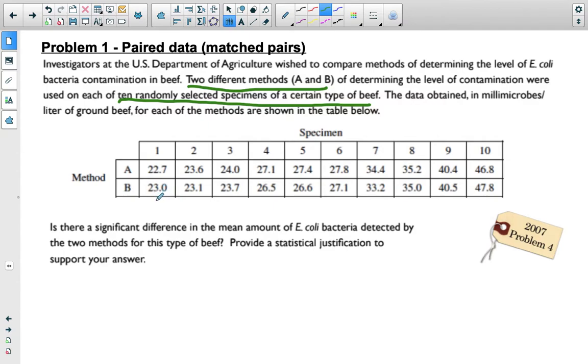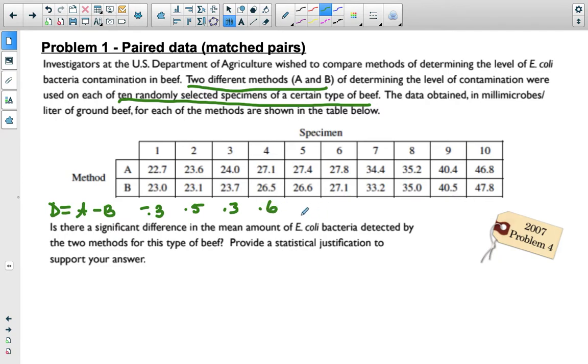We're trying to compare the effectiveness of A and B on that piece of meat. So we are interested in the difference in these two methods. So we're going to look at these data as the difference in their detection. So we've got to look at 22.7 minus 0.3, that's a negative 0.3 difference. This one is a 0.5 difference. This is a 0.3 difference.